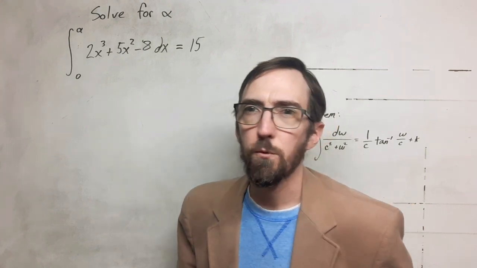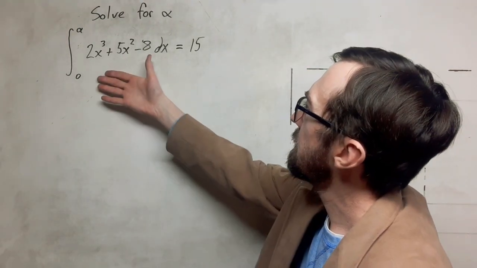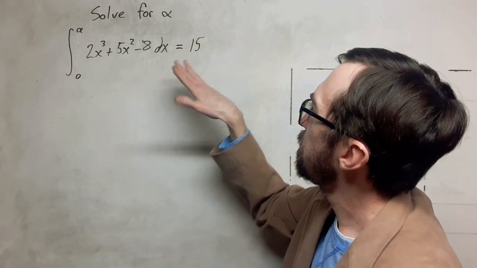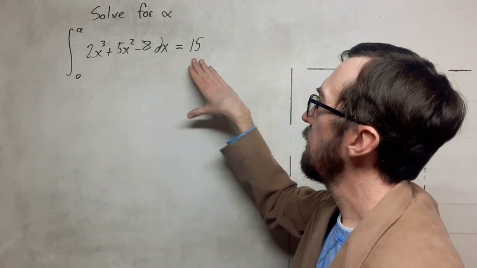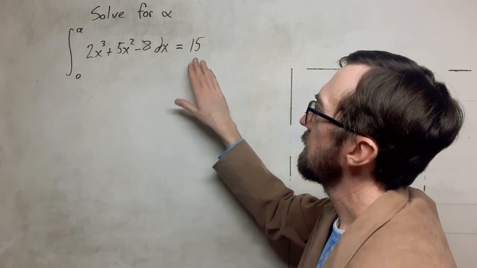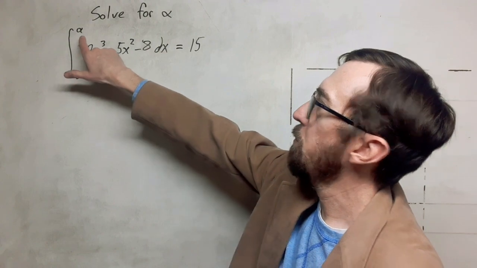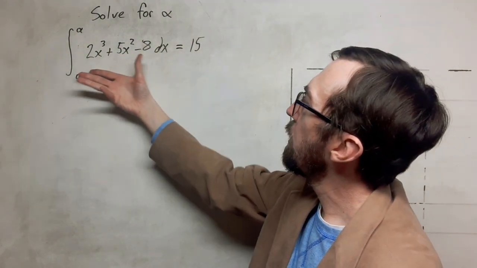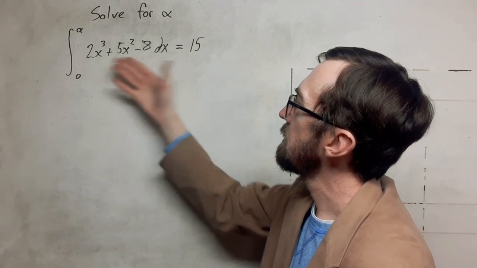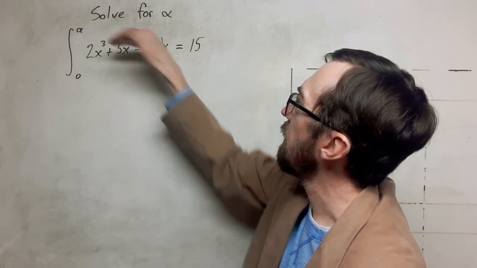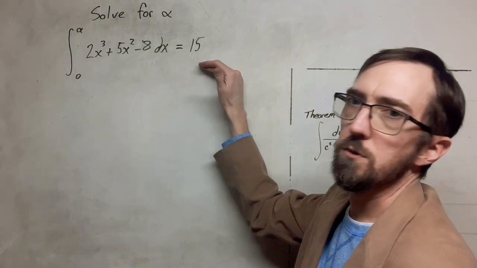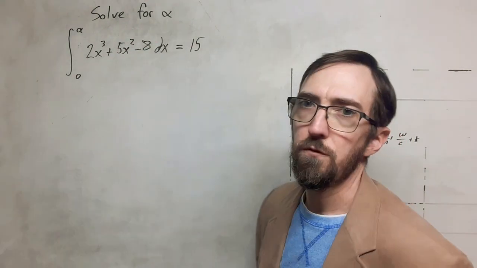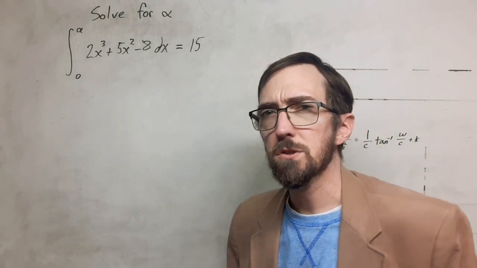Greetings, math friends. We are going to take a look at this integral, but we know what this integrates to. We have a variable as the upper bound, though, and that's what we're actually going to solve for. When we have this function integrated from 0 to alpha, and we know that it equals 15, what will alpha be?